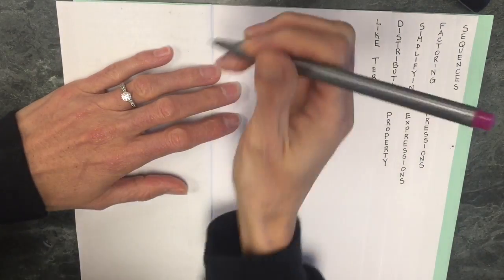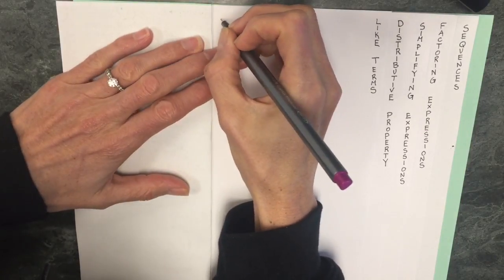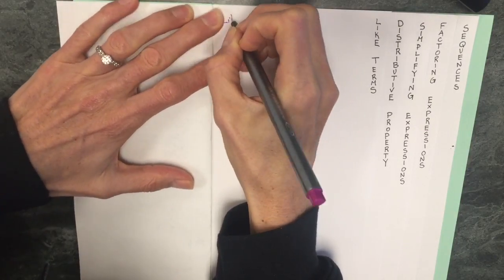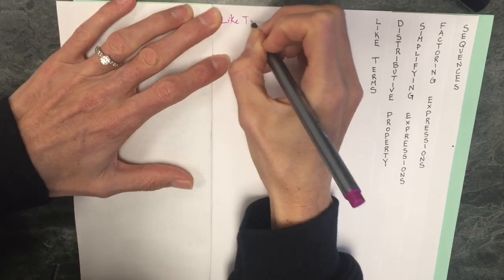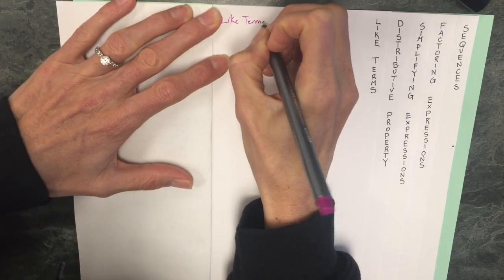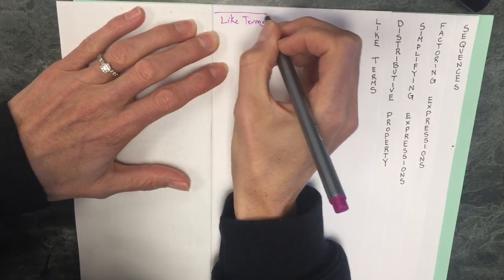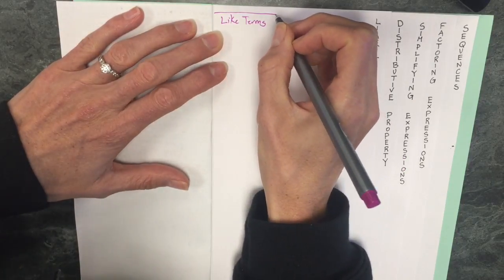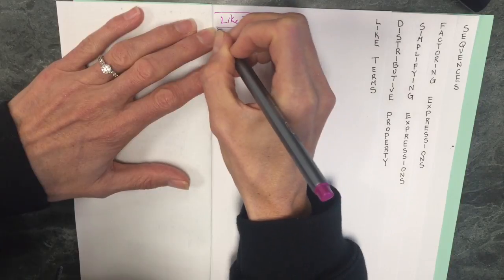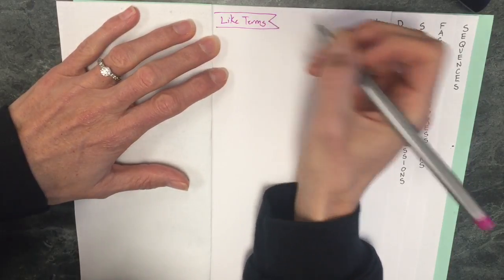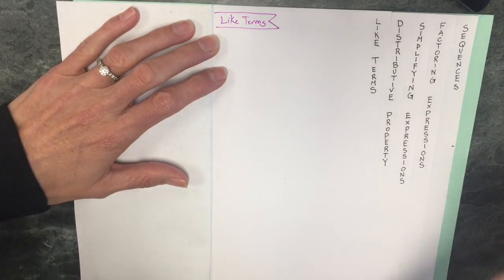Turn to that tab. Let's talk about like terms. Like terms have the same variable or lack of variable. Like two constants are like terms. So let's write that down.